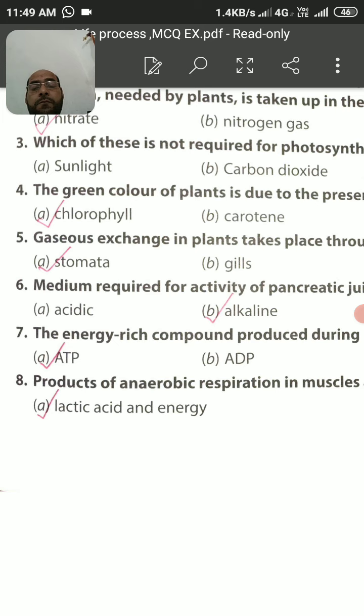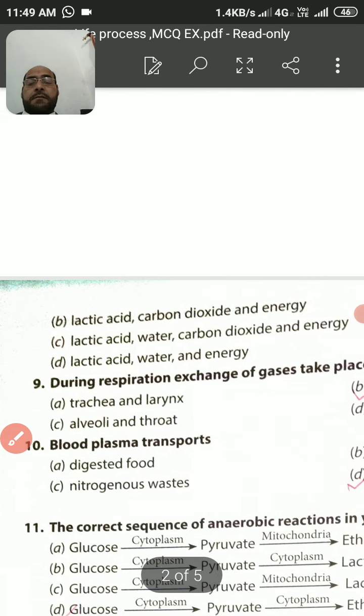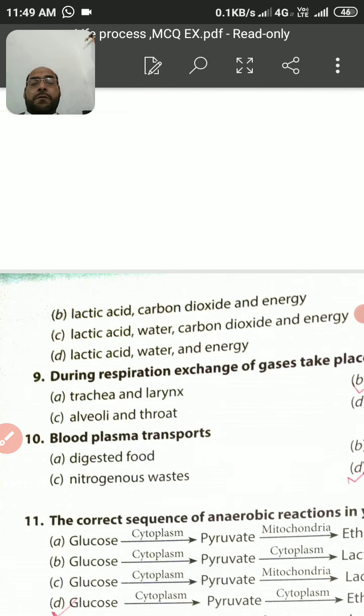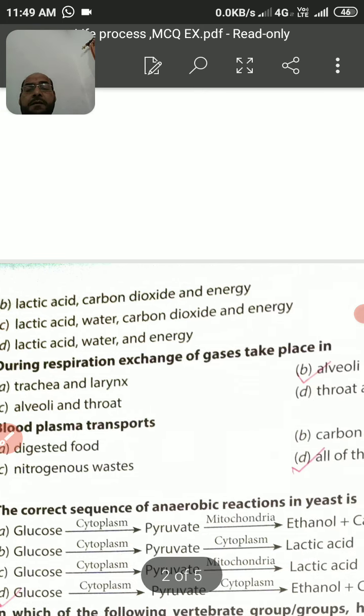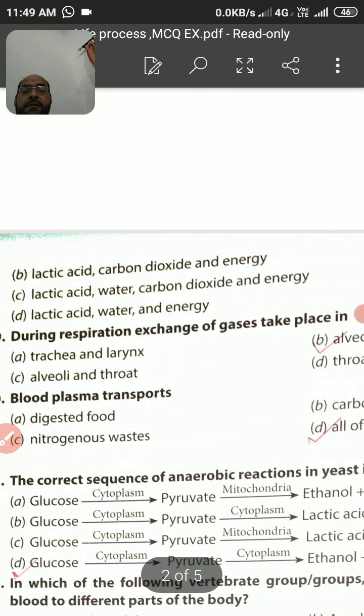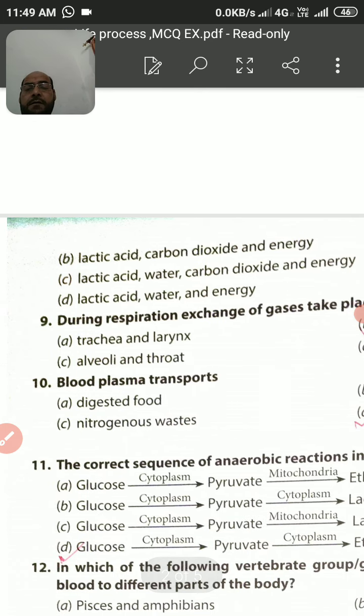But now you have to see some more options here: lactic acid, CO2 and energy; lactic acid, water, carbon dioxide and energy; lactic acid, water and energy. There will be no production of carbon dioxide, only lactic acid and energy. That is called lactate fermentation, so there is fermentation and production of lactic acid, no CO2, no water.